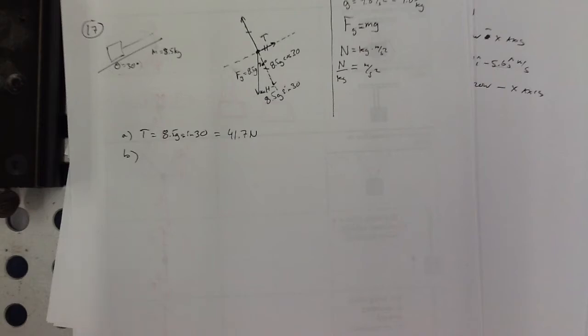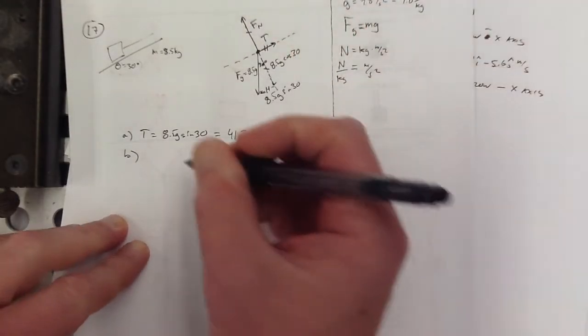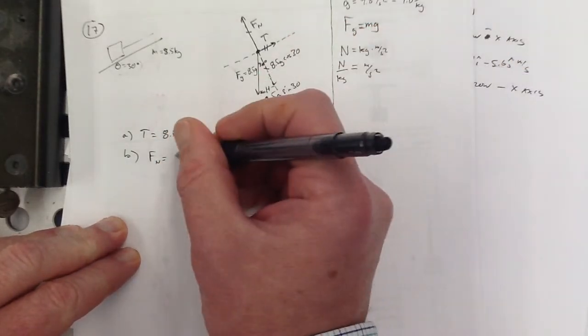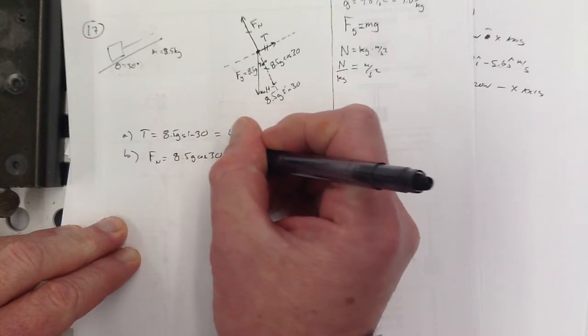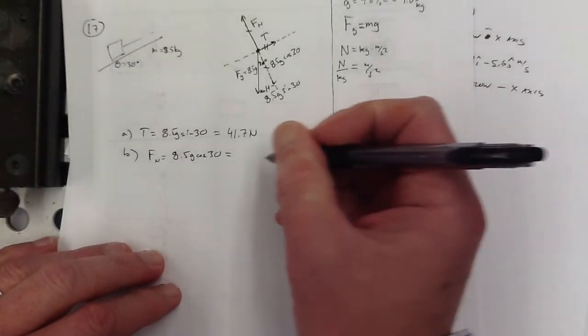And B, how much normal force? Yep. The normal force, the force normale as they say in France, is equal to 8.5 g times the cosine of 30. So 8.5 times 9.8 times the cosine of 30 is about 72.1 newtons.